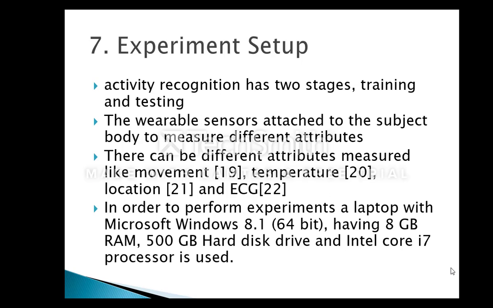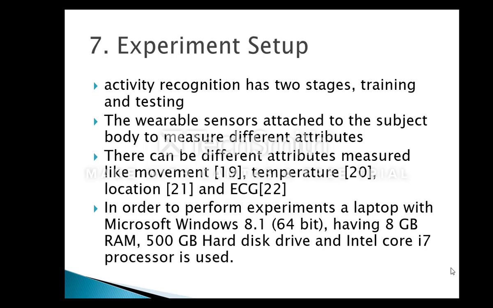In the regression case, like other machine learning, activity recognition has 2 stages: training and testing. Variable sensors attached to the subject's body measure different attributes and have a wide range, like accelerometer, GPS, heart monitor, ECG, thermometer, light sensor, etc. There can be different attributes measured like movement, temperature, location, etc. The sensor sends a signal to the integration device, which can be a smartphone, laptop, or any other embedded system. The communication protocol can be user datagram protocol or transmission control protocol, depending upon the security requirement of the dataset.